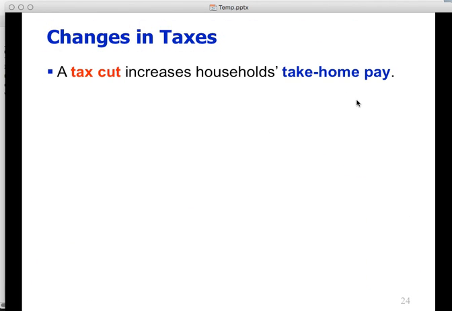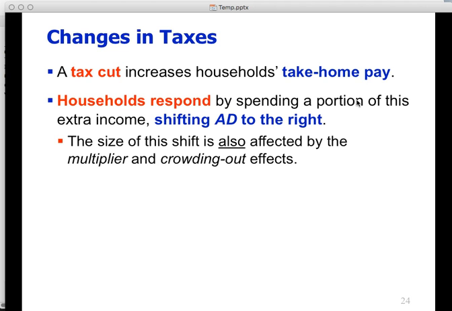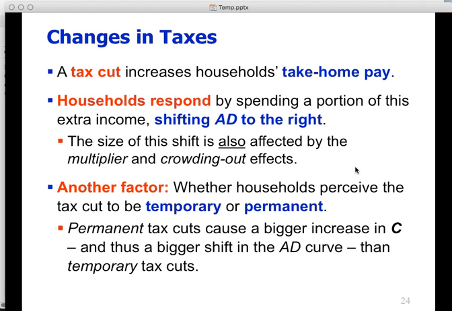A tax cut, of course, increases your take-home pay. Households respond by spending a portion of this extra income, shifting aggregate demand to the right. Well, what portion do they spend? We know they spend the marginal propensity to consume, MPC. So when you lower taxes by $20 billion, you increase consumption by how much? Not by 20 billion, but the portion of that consumers spend, which is the MPC times 20 billion. The aggregate demand curve does shift to the right, and the size of that shift is also affected by the multiplier and crowding out effects.